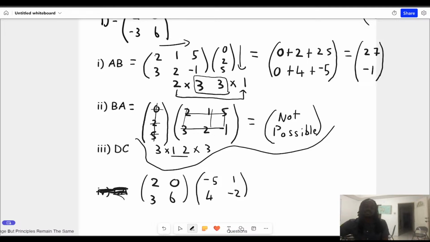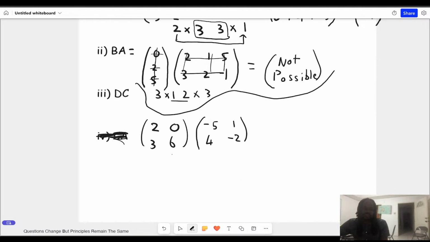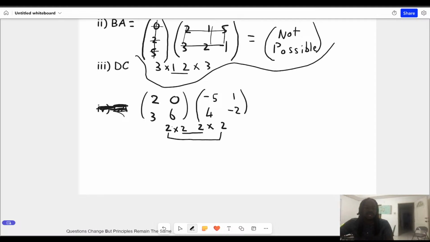Alright, let's multiply these. Always practice to check the orders. So what are the orders right here? 2036, that is a 2 by 2. Then negative 5, 1, 4, negative 2, that's 2 rows, 2 columns. So we have a 2 by 2 and a 2 by 2. The numbers in the middle are exactly the same. That means I can multiply them. What are the numbers on the outside? They tell me that the answer I'm supposed to get is also going to be a 2 by 2, which means my answer is supposed to look like one of these matrices here. Alright, let's go.